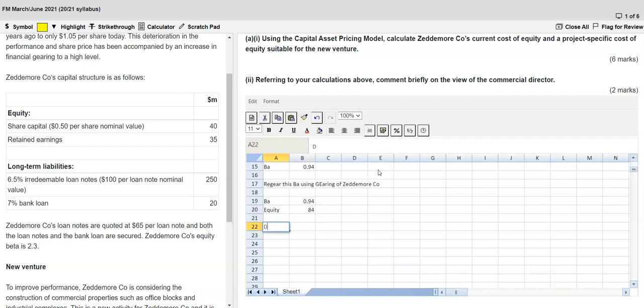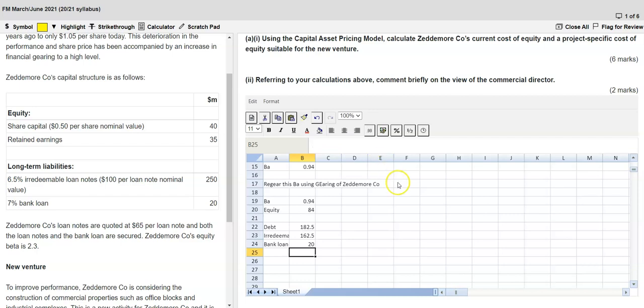And let's calculate the debt value. There are two types of debt. Irredeemable loan: it has a book value of 250 over 100, into market value of 65, and bank loan is 20 million. So that is total 182.5.